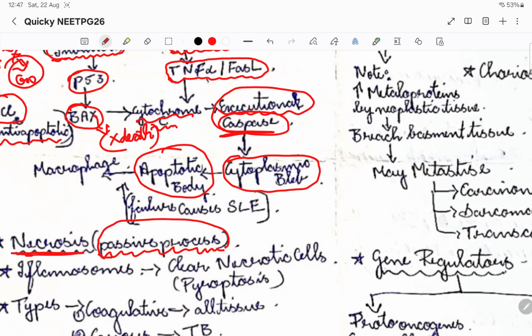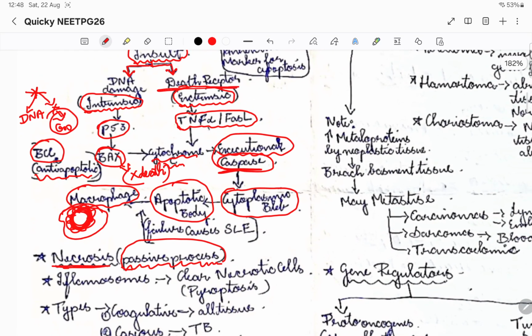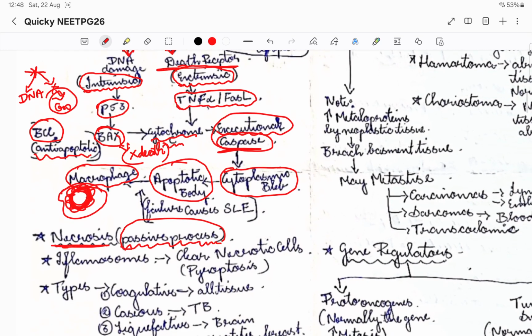Finally, after forming an apoptotic body, the cell that was there normally has now formed into an apoptotic body with blebs. So finally, the macrophages, the WBCs, will come and engulf this and degrade it. So this is the main cycle that is seen in the apoptosis pathway.